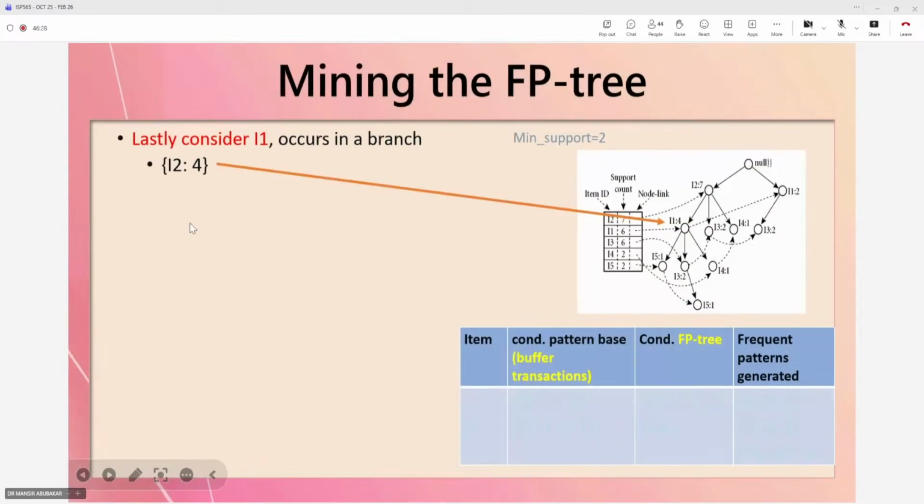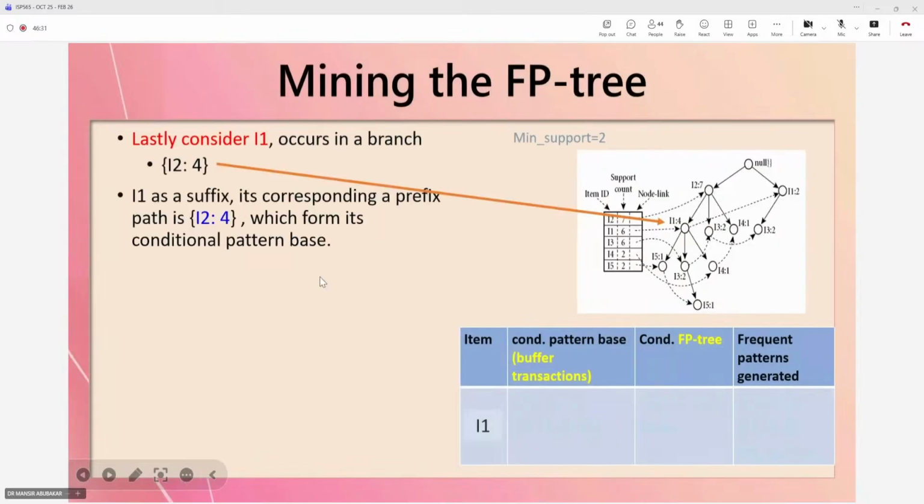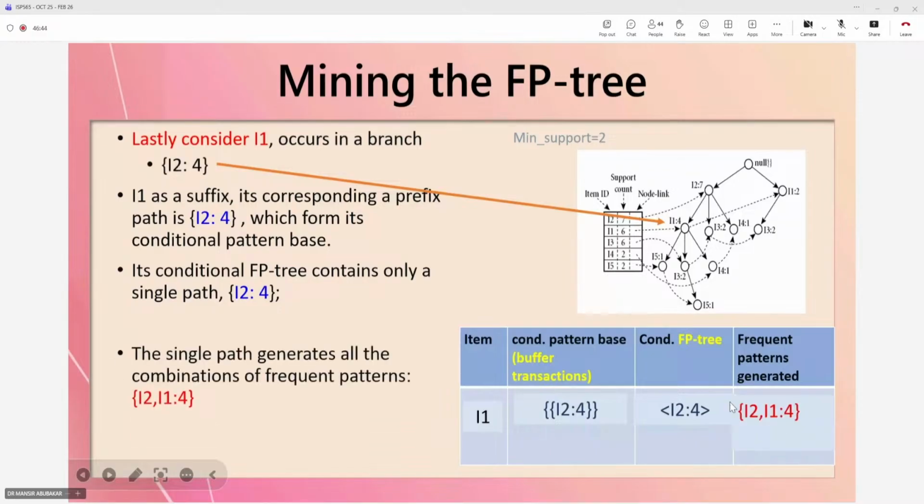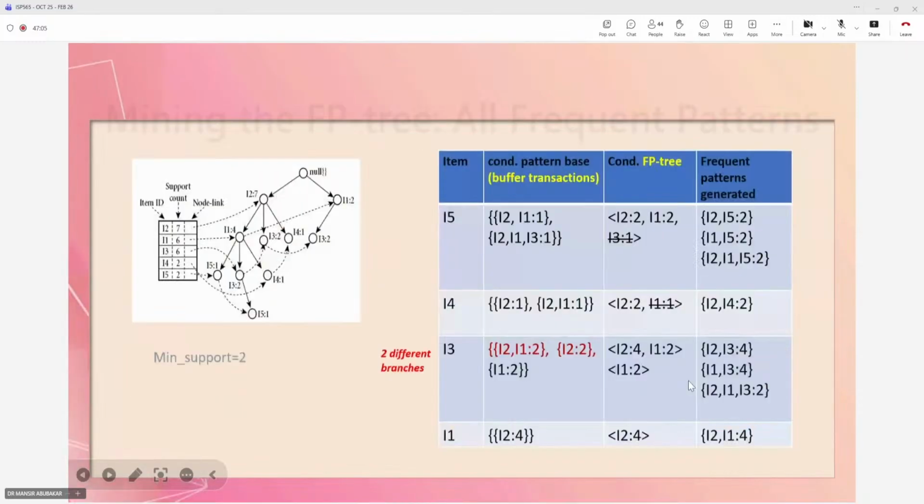So lastly, for the I1, the process is almost the same. What are the conditional items? Conditional frequent item is I2, where we have 4 support counts. Can you see it? I2, I1, I2, I1. Then this is where we have to correspond to the minimum support count. So the single path generates all the combinations of frequent patterns here, which is this path. So this is actually how the frequent patterns have been mined.